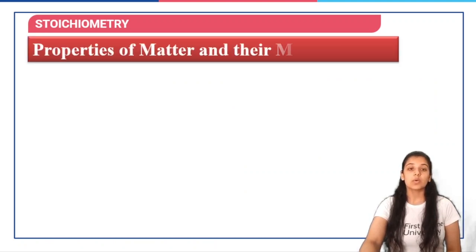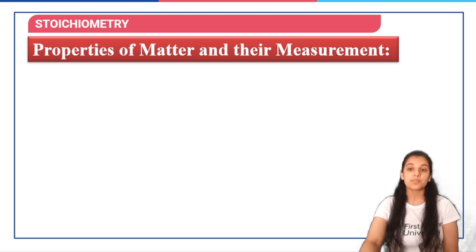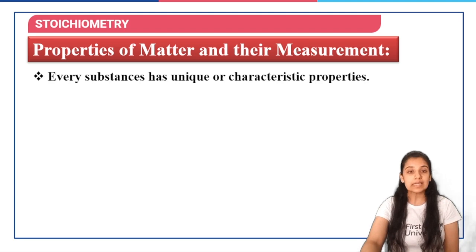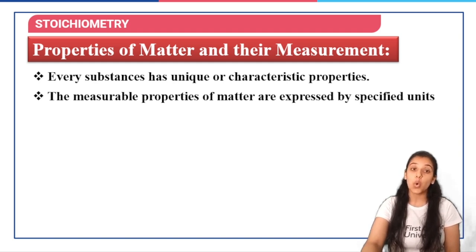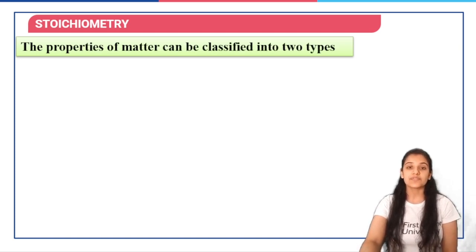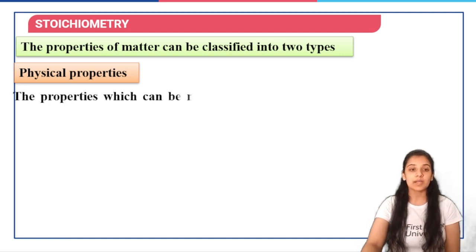Now, what are the properties of matter and how do we measure them? That's something which is important. Every substance has some unique characteristic properties. The measurable properties of matter are expressed by certain specified units only. The properties of matter can be classified into two types. What are the two types of properties? Physical properties and chemical properties.